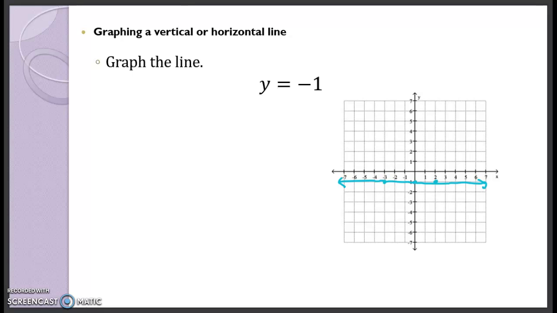Now, a horizontal line is going to have a y-intercept. Might have an x-intercept if our function is here, right? Or our line is at y equals 0. But it's always going to have one y-intercept. A vertical line is always going to have one x-intercept and might have a y-intercept as well if it's along the y-axis. So that is graphing a vertical or horizontal line.